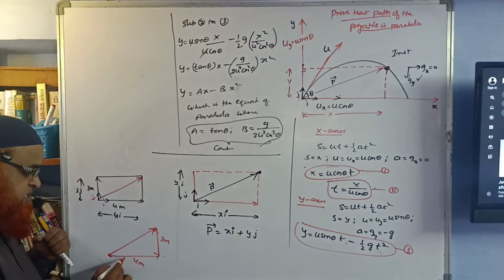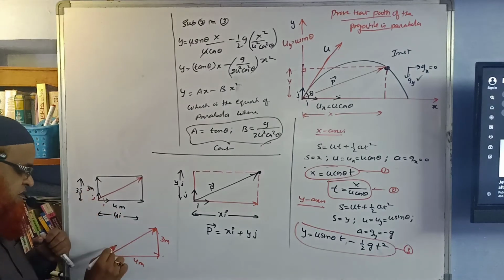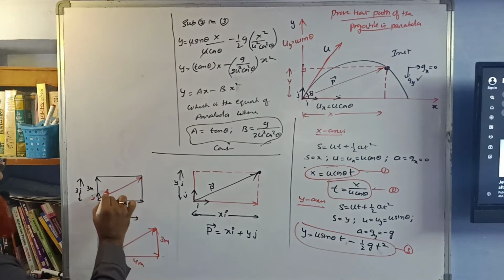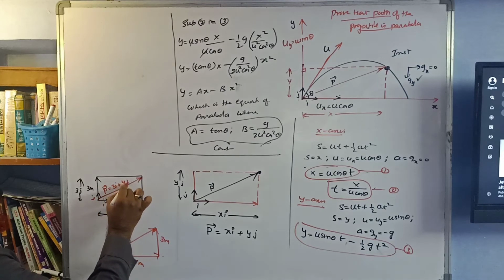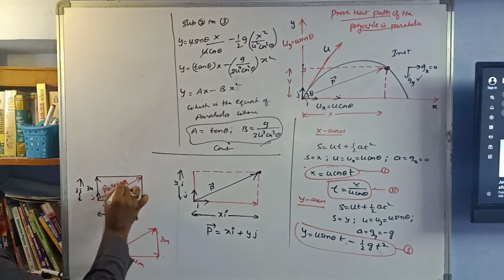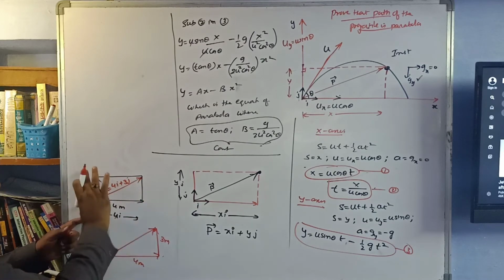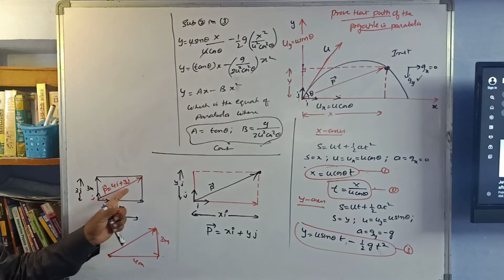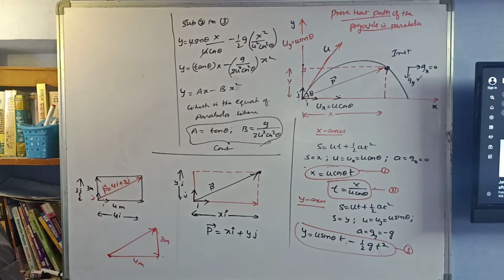Then this is 4i and this is 3j. Now you are writing this as position vector p bar is equal to 4i plus 3j. This is 4i, this is 3j. So this is called a position vector. Understand? Okay. So let us see what is going to happen now.